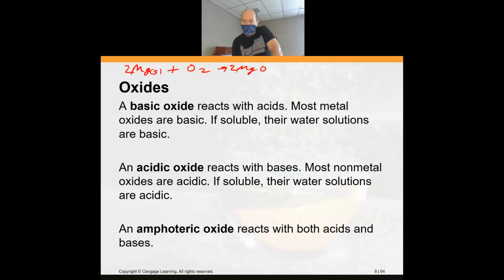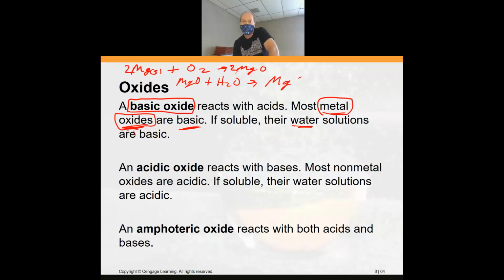All right, so a metal oxide is going to be basic. If you hear the term basic oxide, that means you have a metal oxide. So when we burn magnesium, we made a metal oxide. Now, it is a basic oxide because when you add water, you form a base. So when you take your magnesium oxide and add water, you get magnesium hydroxide, a base.